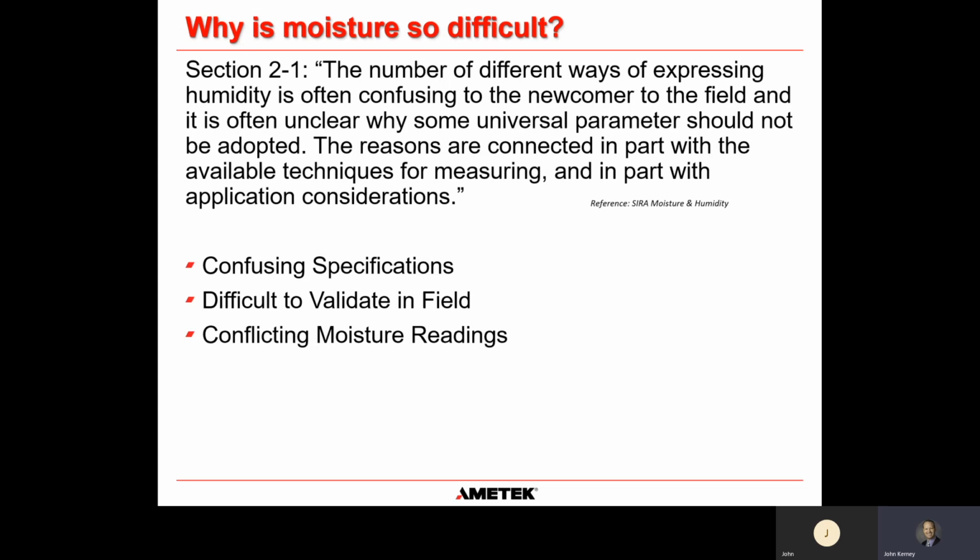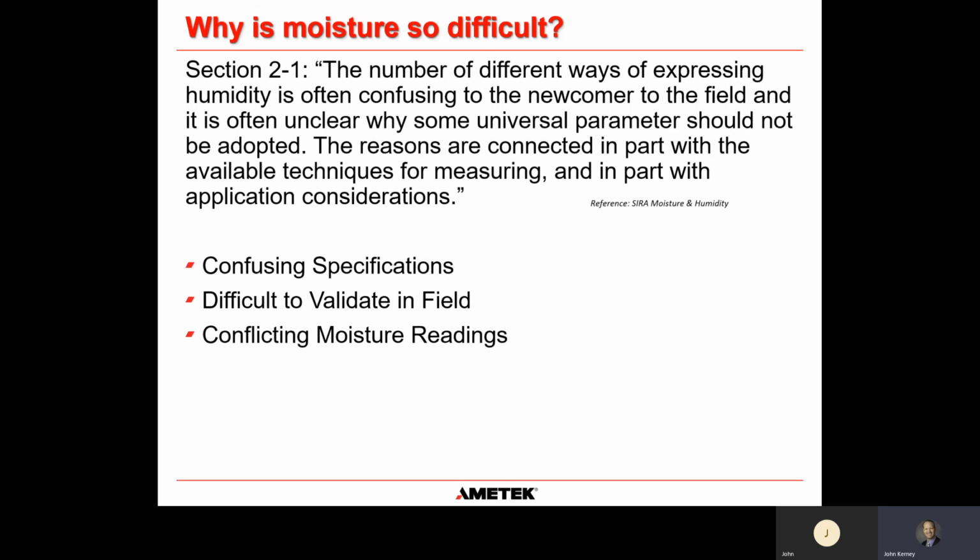The other thing is, unlike other analytical techniques, it's hard to validate moisture readings and moisture analyzers in the field. You know, it's not as easy to calibrate a moisture analyzer as it is to maybe calibrate an oxygen analyzer. For those that work with mass spectrometers or gas chromatographs, you know, you can do calibrations in the field with cylinder blends and so on. It's difficult to do that with most of the moisture technologies and how water behaves. So that also lends itself to, I think, a little bit of uncertainty.